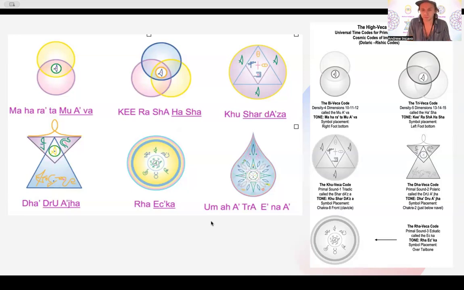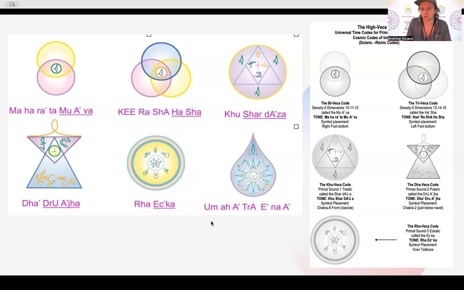So the bi-Veca code is for density 4, so DU4. So that would be dimensions 10 through 12. And it's called the Mu A Va. The mantra for it, or the toning for it, is Maharata Muava, right? And basically it goes on the bottom of your right foot.